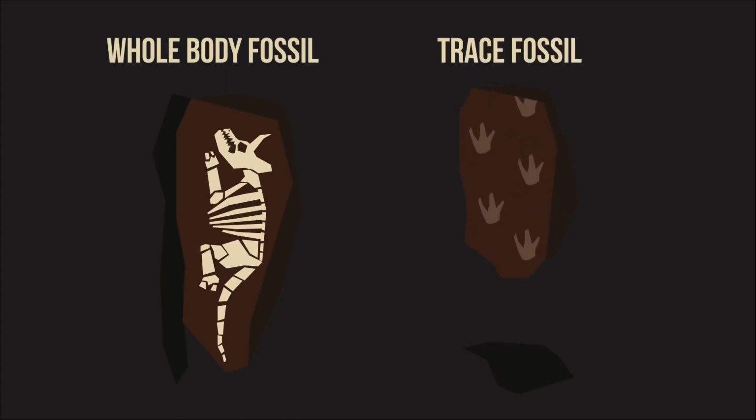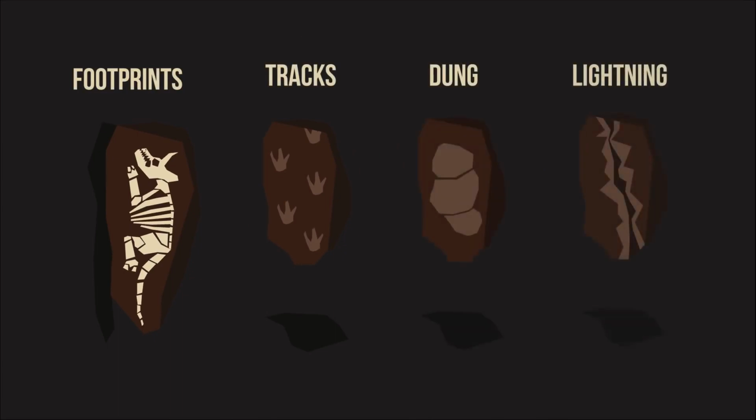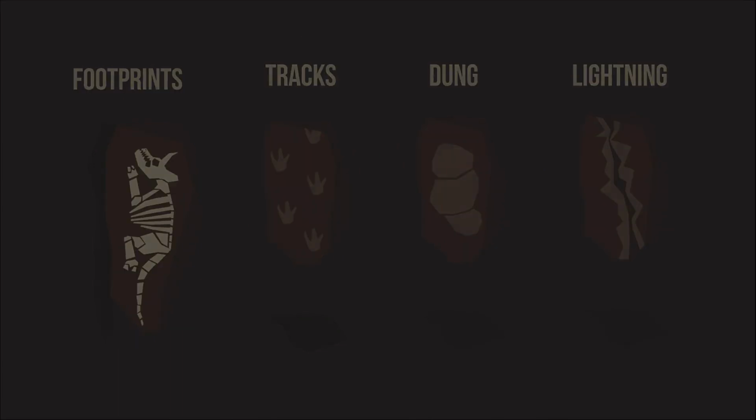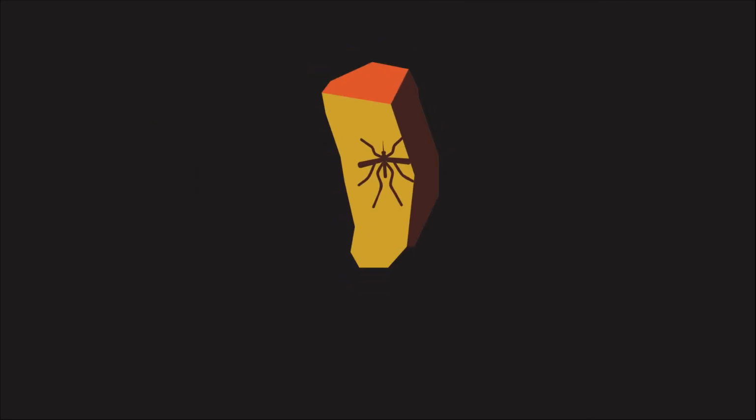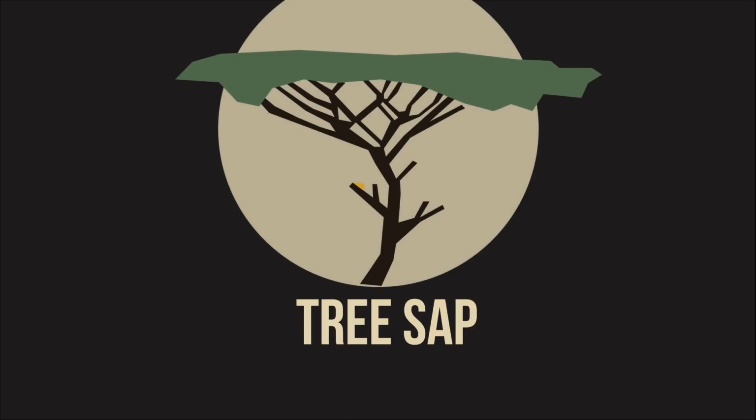Trace fossils are the fossilized remains of things animals or plants have left behind. This includes footprints, tracks, dung, and even lightning strikes. Another way to create a fossil is by covering a specimen with a non-porous coating. Amber is the fossilized remains of sticky tree sap produced millions of years ago.